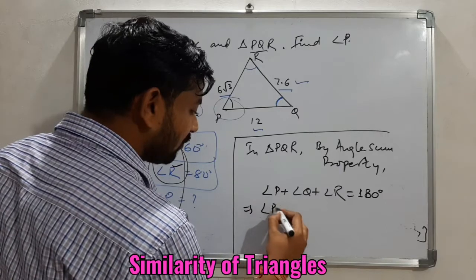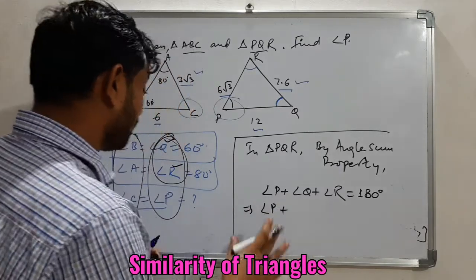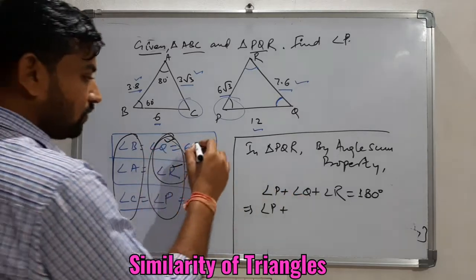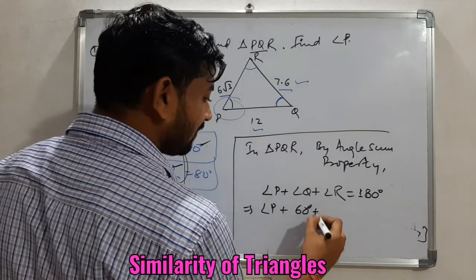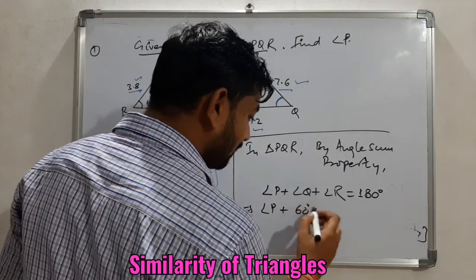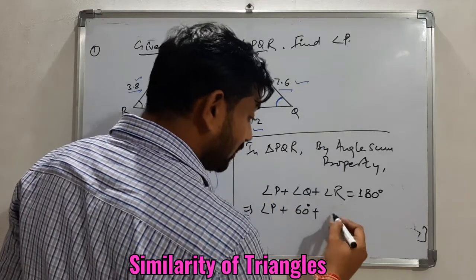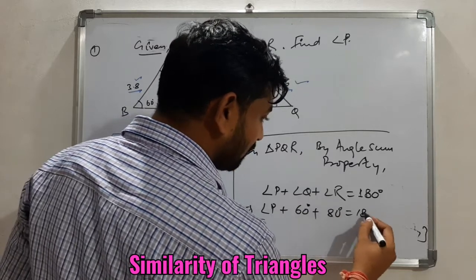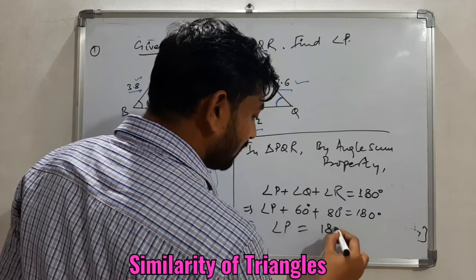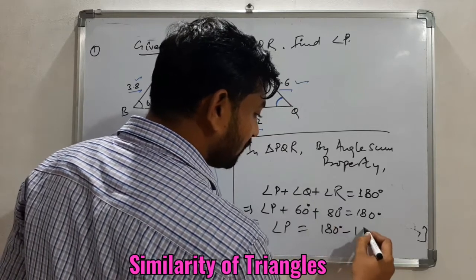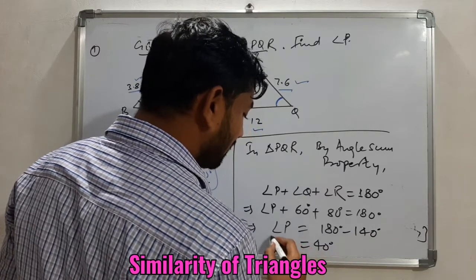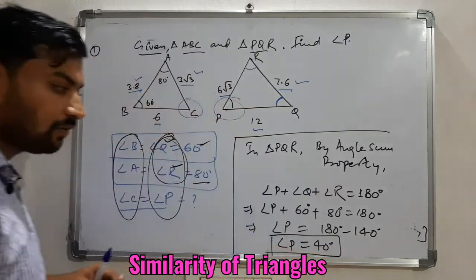So here we need the value of angle P. As it is, we are applying it here, and Q is 60 degrees from there, and angle R is 80 degrees by the congruent corresponding part. So from here what we are getting, angle P is equal to 180, the sum of these two is 140, that will be subtracted. So here the value of angle P is coming out to be 40 degrees.